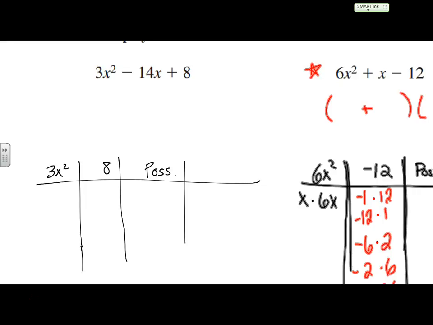If the last sign is positive, the signs are the same. But wait, don't mix me up. What's the same? Look at the middle.